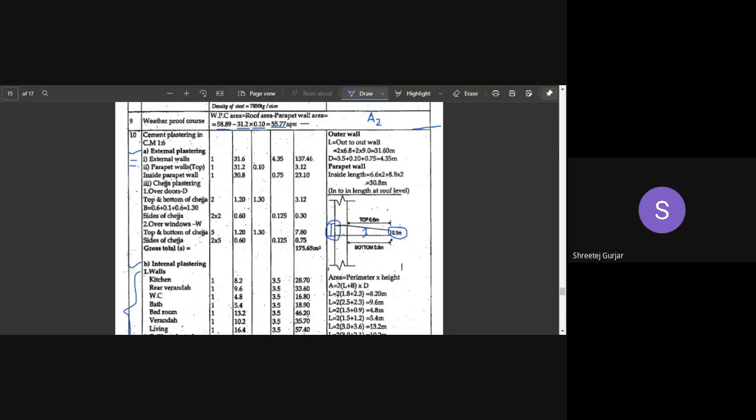So I hope everyone has typed in their attendance. Quickly type in your attendance. Do not leave the session. I am saying, do not leave the session after you type in your attendance.